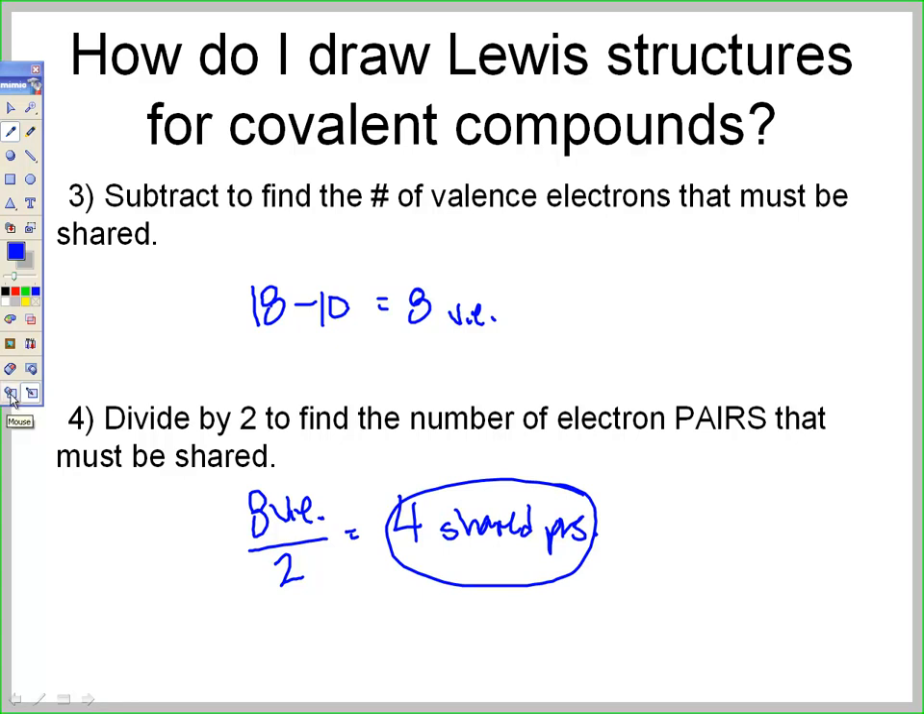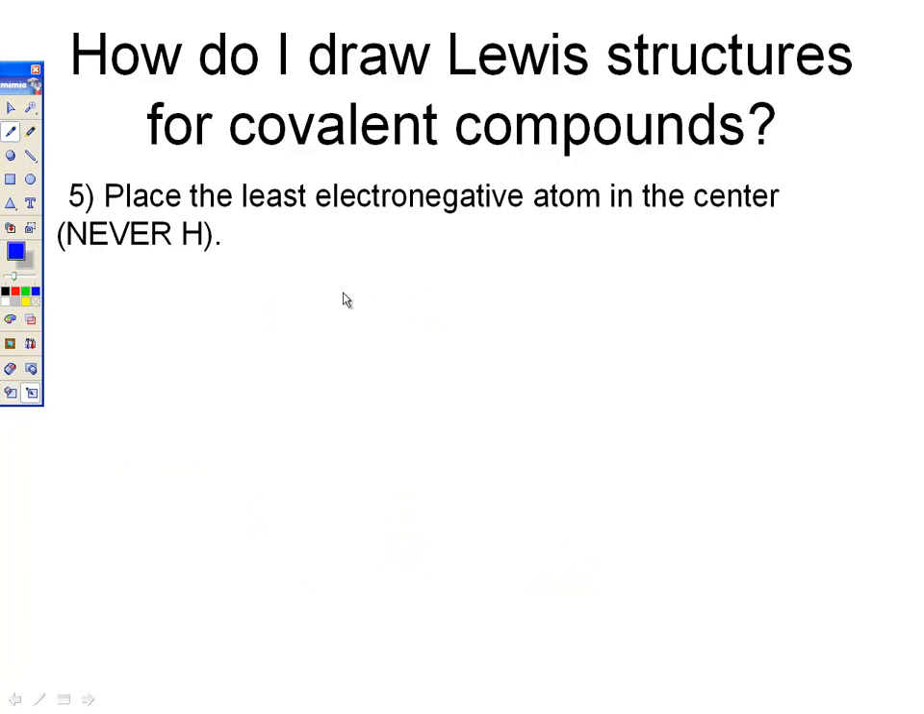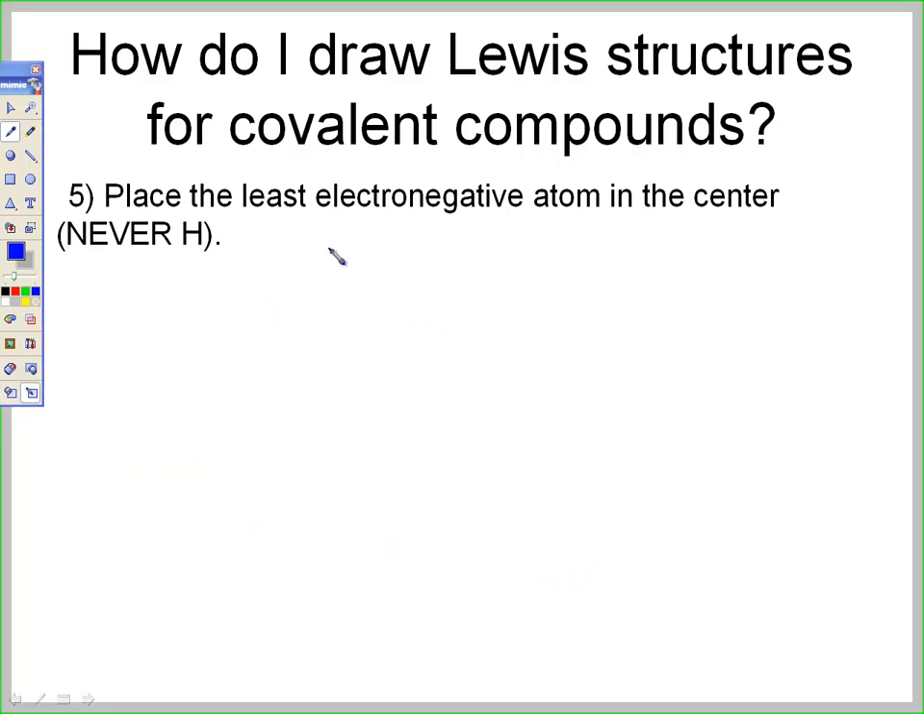So here we go on to step 5, and I'm just going to do 5, 6, and 7 all together on this slide. So I'm going to place the least electronegative atom in the center, never H, so that's between C and N. C is 2.55, N is 3.04, which means C is going in the middle, just like it is in the formula. And since I have 2 other atoms, I'm just going to put them around evenly. And remember, I have 4 shared pairs now.